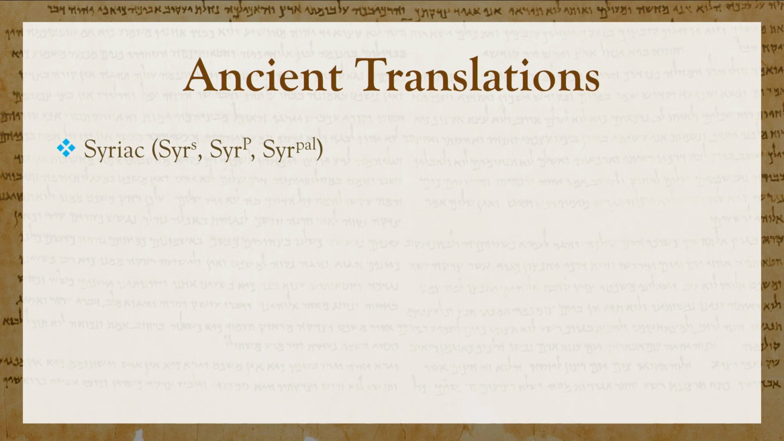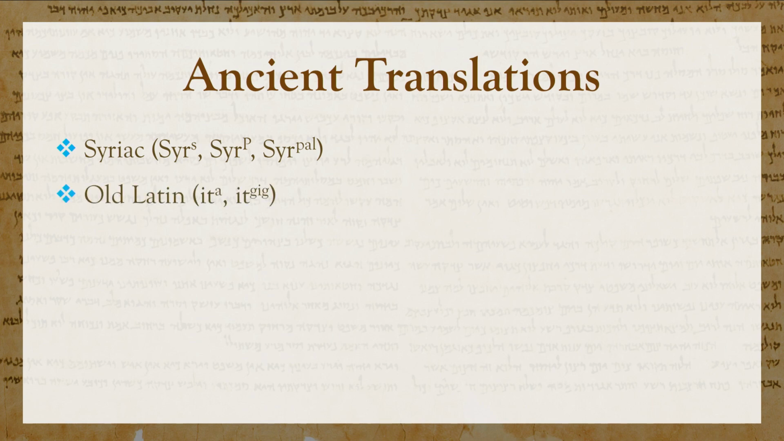So first up we have the Syriac. Syriac with the superscript S refers to a manuscript that was found by the same twins, these Scottish ladies that found the Cairo Geniza and brought Solomon Schechter to it. They also were the ones who found this Syriac New Testament. Syr with superscript P is the Peshitta. We have about 350 manuscripts of them. And then Syr, or Syriac superscript pal, is the Palestinian Syriac.